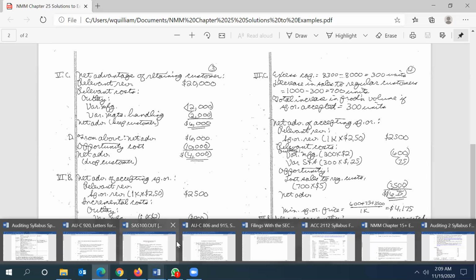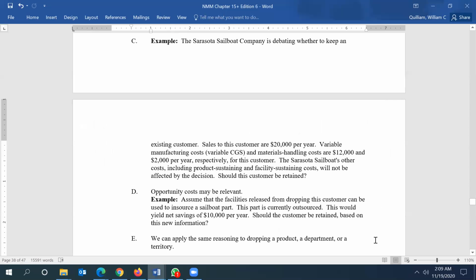We're coming back to the outline. Just under that, we can apply the same reasoning here in E to dropping a product or a department or a territory. It'd be exactly the same.